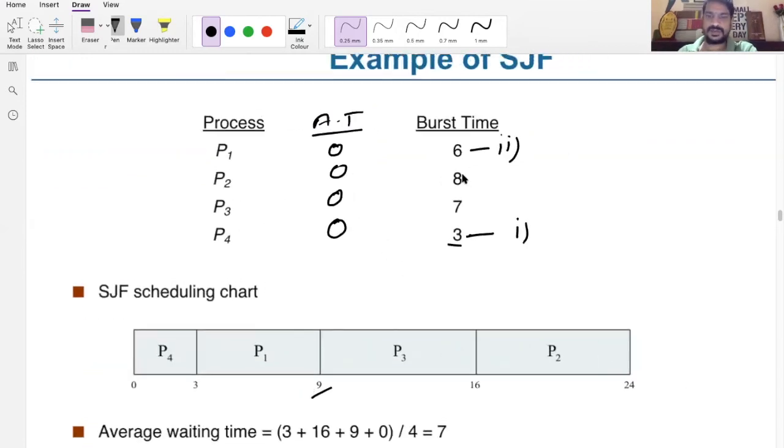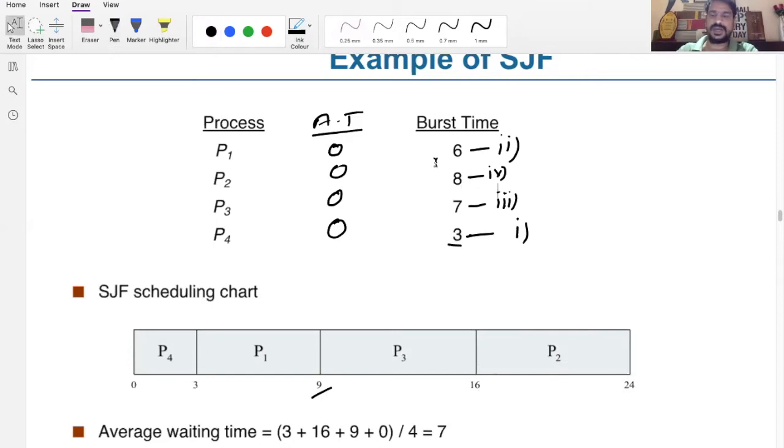Now which are left? P2 and P3 are left. Which do we have to choose? Definitely we have to choose the least one. So P3 will come here. The execution time is 7. So it will start at 9 and end at 16. Now after that we have only one left, so we can choose that. P2 will come here and the burst time is 8. It will execute from 16 and end at 24.